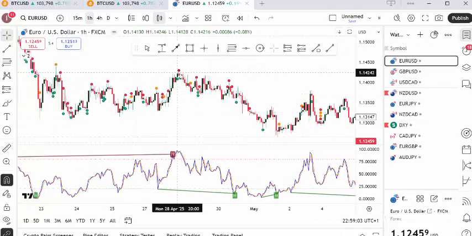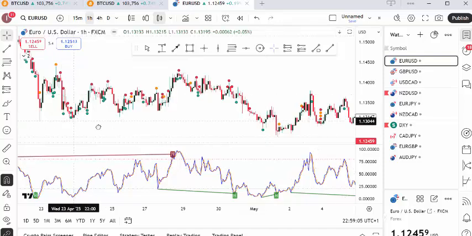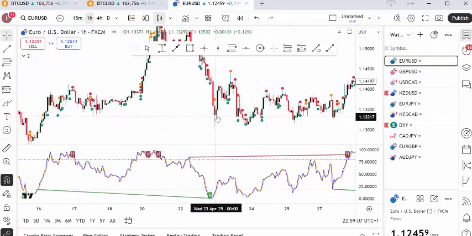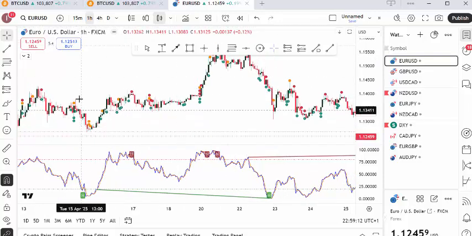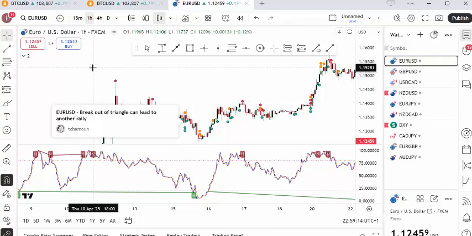Divergence, right? You have a bearish divergence here, and then the market sold off. We have a bullish divergence, and the market went up. Okay, so we're going to create a strategy in respect to this divergence.